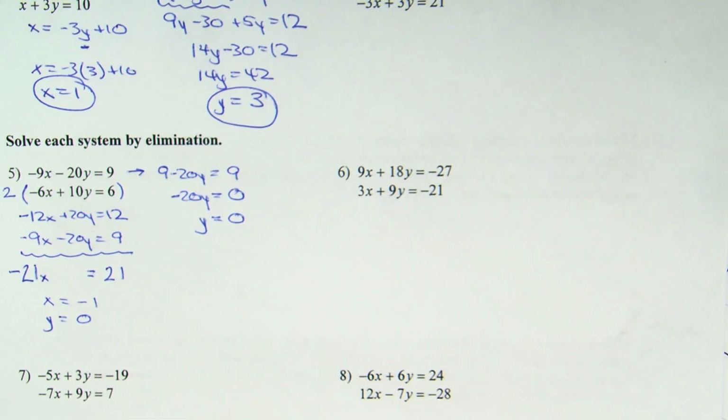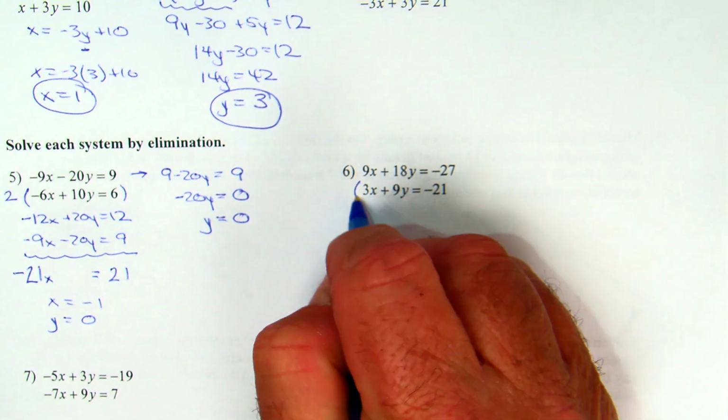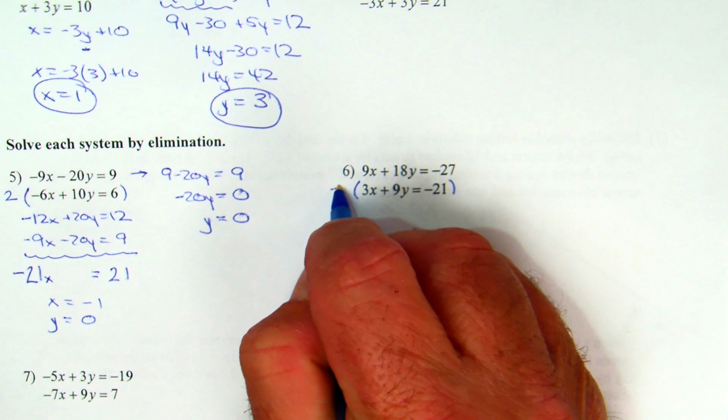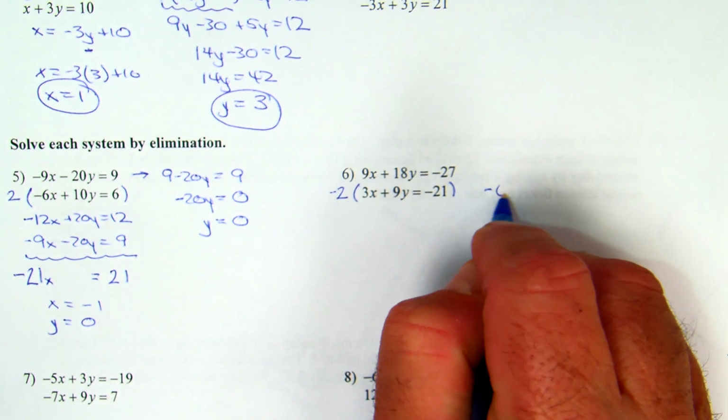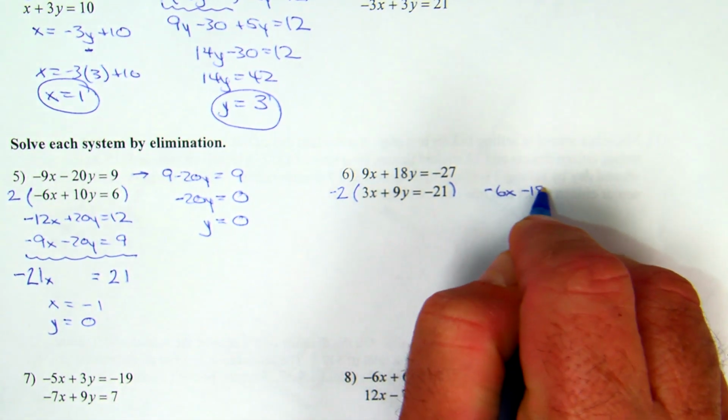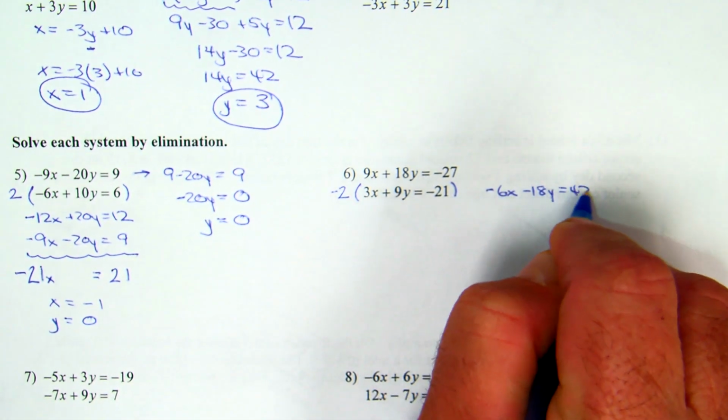When I look at number 6, 9x plus 18y equals negative 27, and 3x plus 9y equals negative 21. You can multiply either variable, it's not going to matter. But this time, instead of a positive 2, I'm going to multiply by a negative 2, because remember, you don't want identical terms, you want opposite terms. That would produce negative 6x minus 18y equals a positive 42.